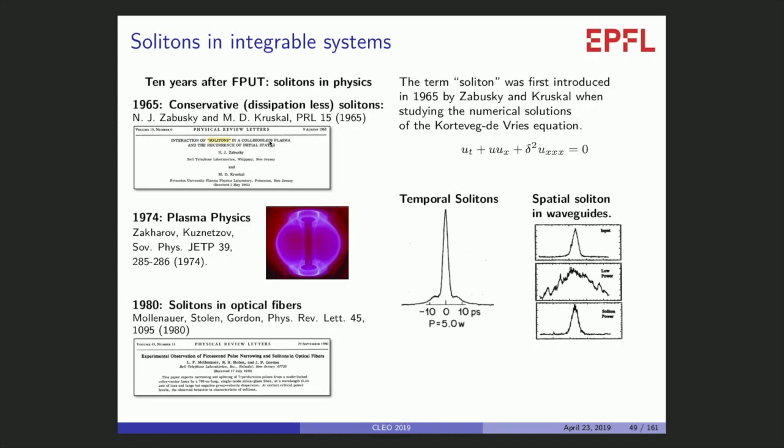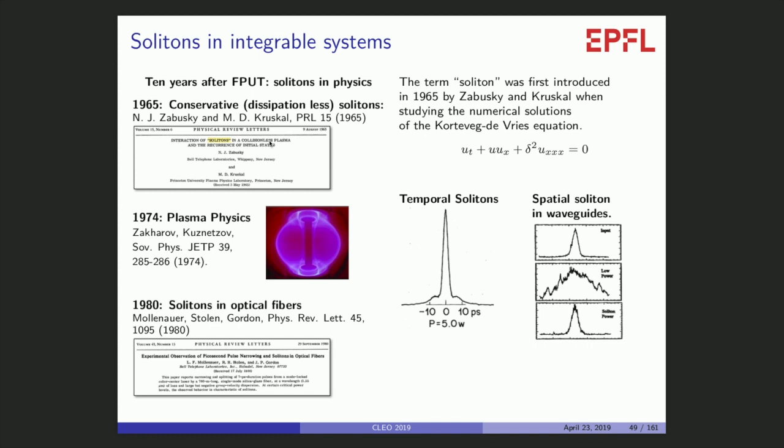So 10 years after this Fermi, Pasta, Ulam, Tsingou observation, Kruskal and Zabusky published a paper, and they also introduced the term soliton. It was introduced by them in 1965. And again, they were looking at numerical solutions of, in this case, the Korteweg-de Vries equation, again a paradigmatic equation for nonlinear dynamics. And then in 1974, they extended their analysis also to a physical system, in this case to plasmas, and they showed that in driven plasmas, you can actually observe such solitons.